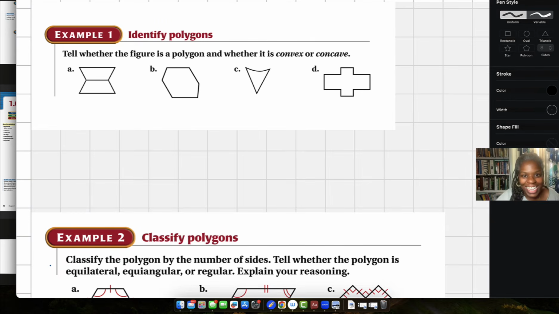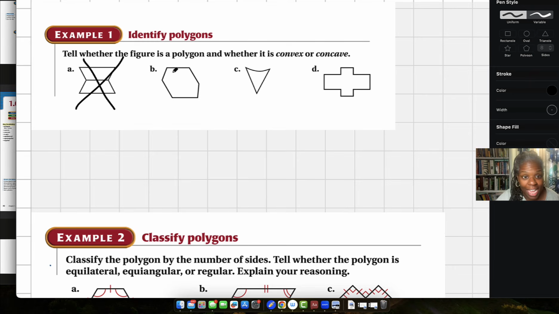Now that you're in the example section of your notes, let's go ahead and take a look at example 1. It says, tell whether the figure is a polygon, and whether it's convex or concave. So as I look at this one, this looks like it's not quite a polygon because a polygon's not supposed to have any lines or sides inside. So we could say this is 2 polygons together, but honestly, this whole shape is not a polygon. So I'm just going to go no.